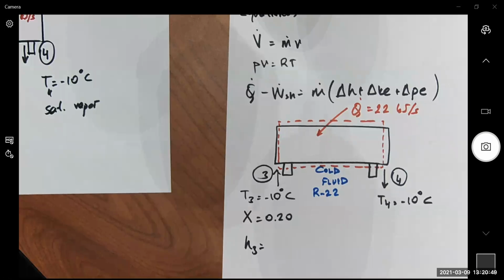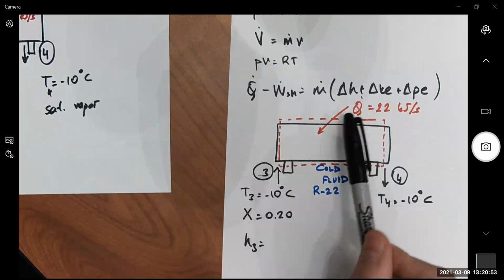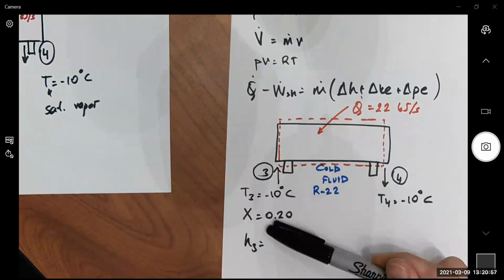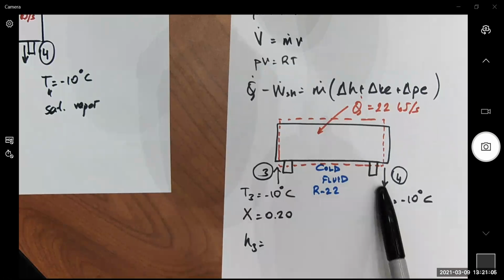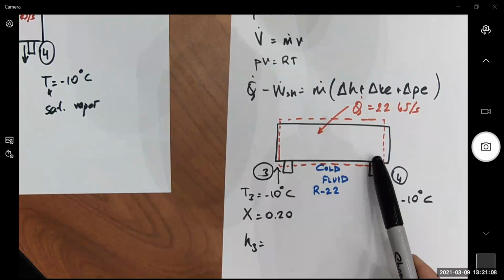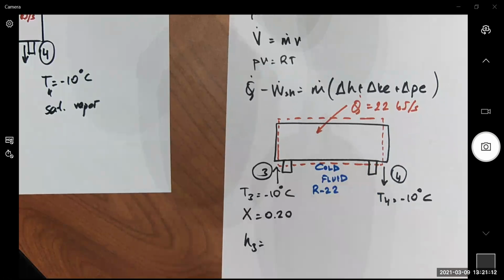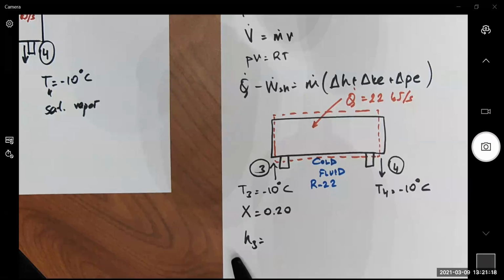Okay? So I know my inlets and outlets. Q enters my system. Also, I have an inlet from boundary 3, and I have an exit at point 4. So 2 inlets, 1 outlet, and Q, I don't have work. That's it. Now I can find my enthalpy at the inlet.